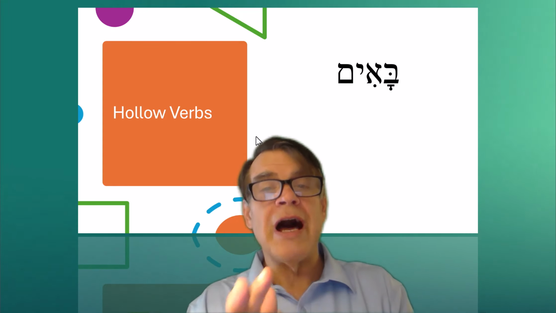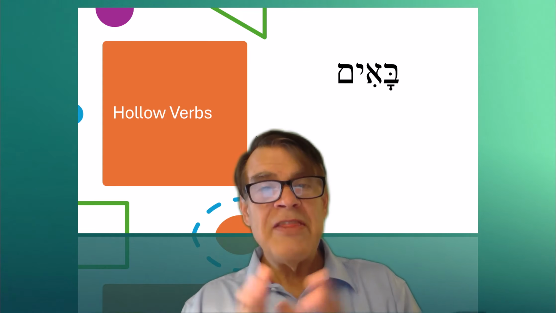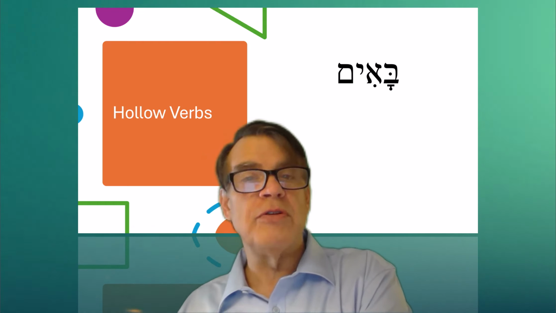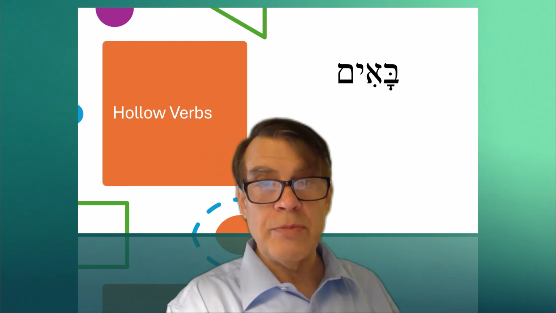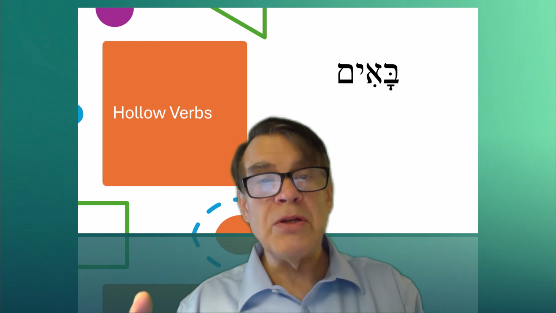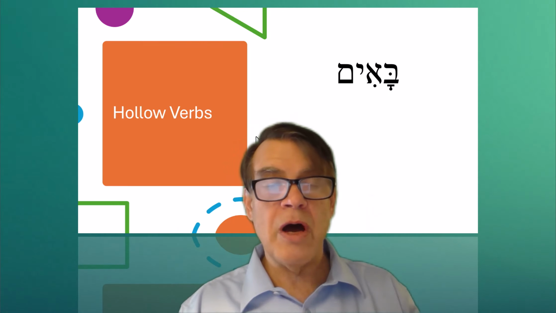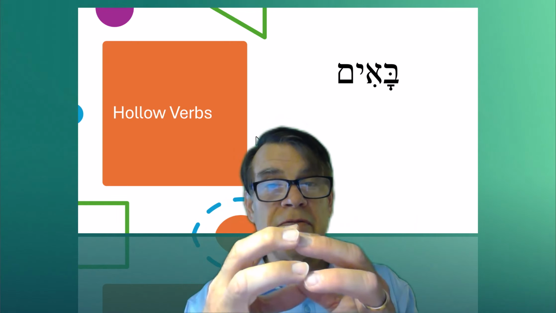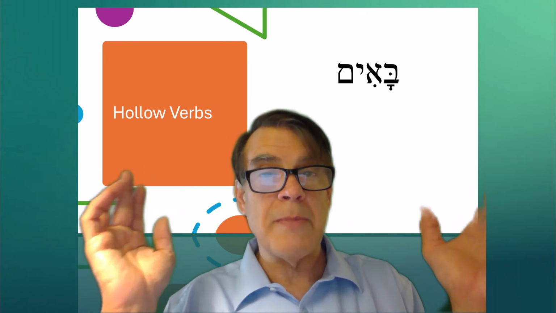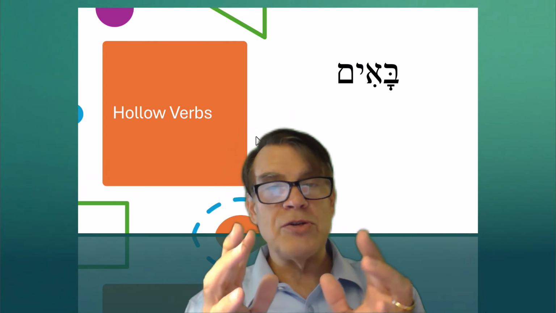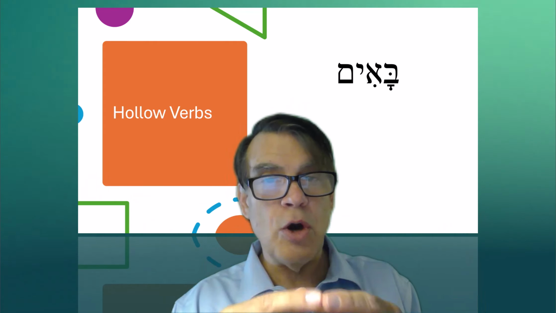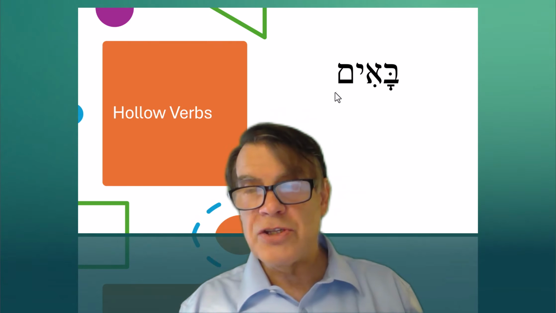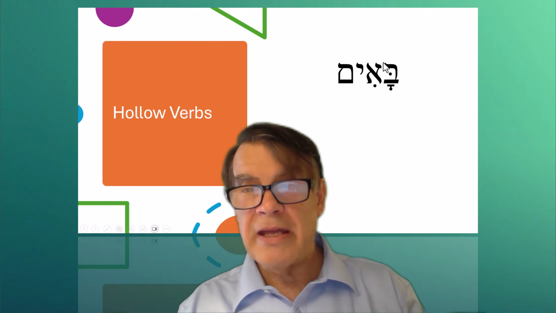Then there are verbs called hollow verbs. This is a middle weak. So you have first weak verbs where the first letter's weak, like first nun, first yod. You've got third weak verbs like third hay. And then you've got middle weak, sometimes called hollow verbs. They're called hollow verbs because sometimes that middle vowel just disappears. It becomes hollowed out. And so these are verbs that have either a yod or a wow, vav, in the middle.